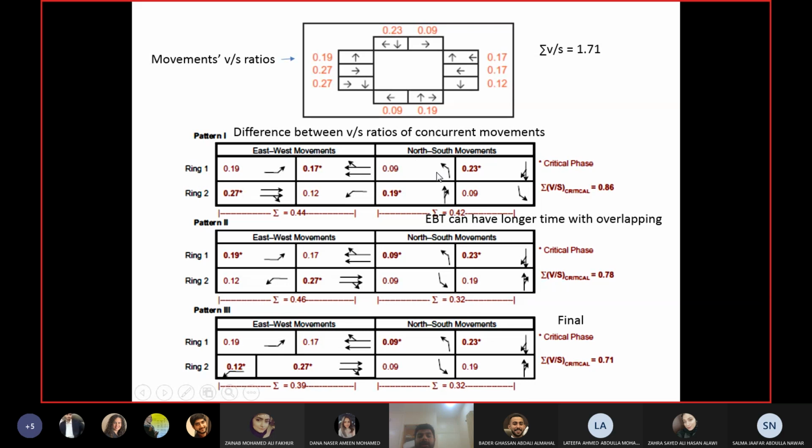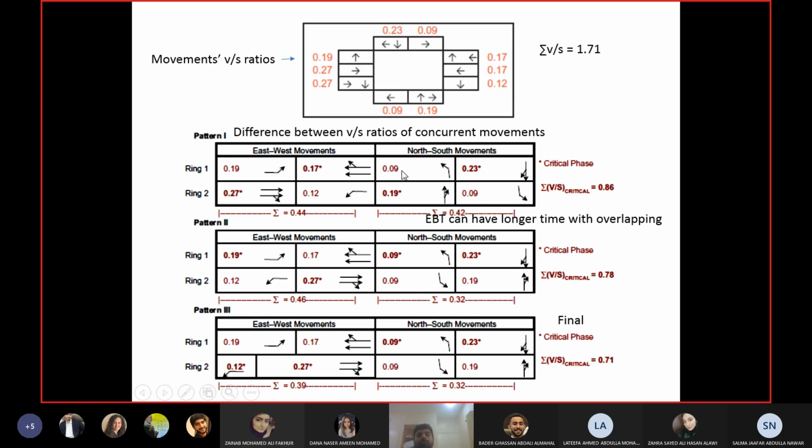Similarly, north-south movements, same thing. 0.09 this left turn, 0.09 this left turn, you can do them in the same phase, and these two can happen in the same phase. If you want, you can say, I can do 0.19 and 0.12 in the same phase, but it is not much different than what is happening right now. So I will not rearrange this side, I will only rearrange this side. This is also possible because you are not introducing any conflict, and this is the possible arrangement of phases.